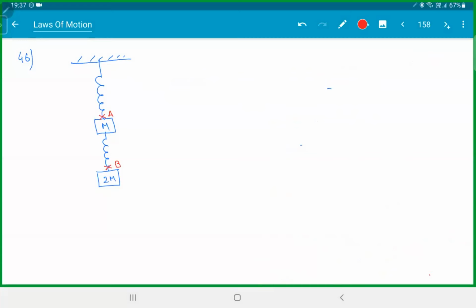Step one, finding the tension. So here I'll just call this T2, which is 2mg. I'll just call this T1, which is 3mg. So the first case A, when you're cutting at point A, the tension T1 becomes 0, T2 will still remain the same. That was the idea.